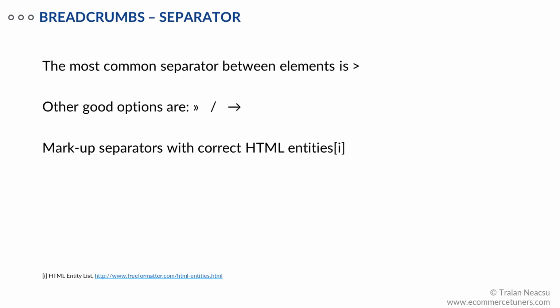You need to clearly separate each element in the breadcrumb trail by using separators. The most common separator between elements is the greater than sign, while other good options may include right-pointing double-angle quotation marks, slashes, or arrows. Remember to mark them with correct HTML entities.